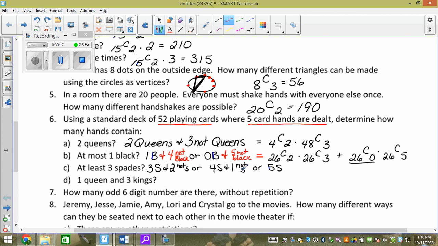So how many spades are there? 13. 13 C3. Not spades? How many are not spades in a deck? 39. Because you do 52 minus the 13 spades off, right? So it's 39 C2 plus 13 C4 times 39 C1 plus 13 C5.